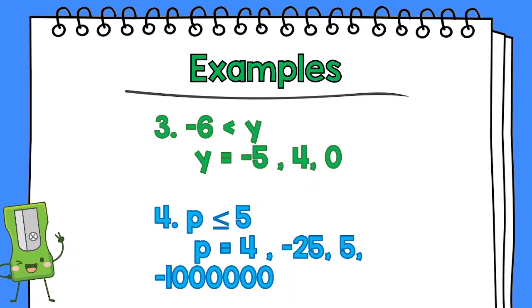Now we have p is less than or equal to 5. So it is any number which is less than or equal to 5. It can be 4, negative 25, they both are less, even 5, because remember we have less than or equal to. Or it can also be negative 10 lakh 2. Okay, too many zeros.